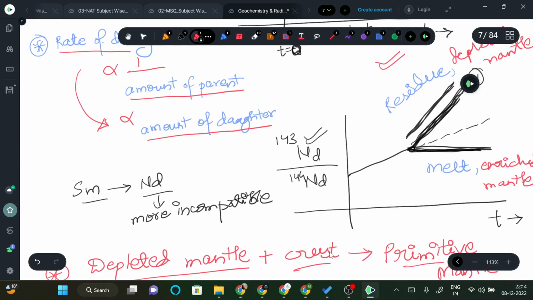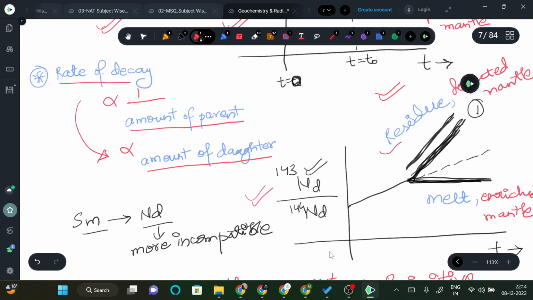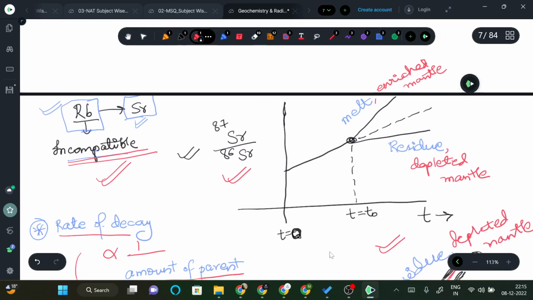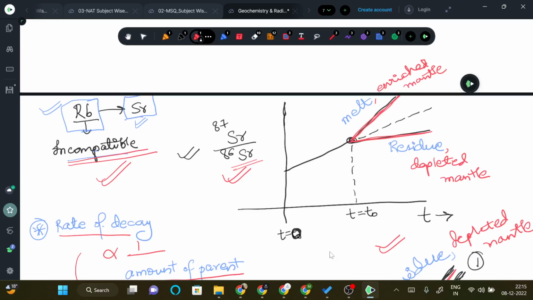Nd is this one. So the Nd isotope ratio is growing faster in the residue than the melt. So this is what we have got here, right? It is growing faster here in the residue. In the melt, it slows down. And exactly opposite is the case in Sr. In Sr, you can see in the melt, this ratio is evolving faster or growing faster. But in the residue, it slows down. So option A will be the correct option.